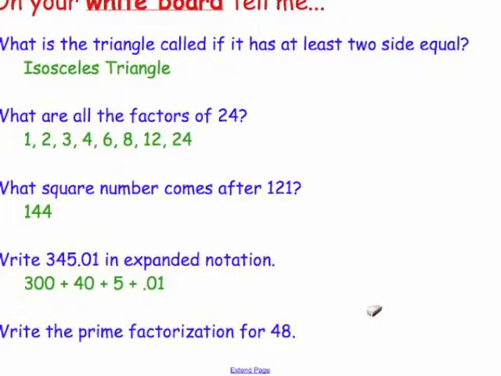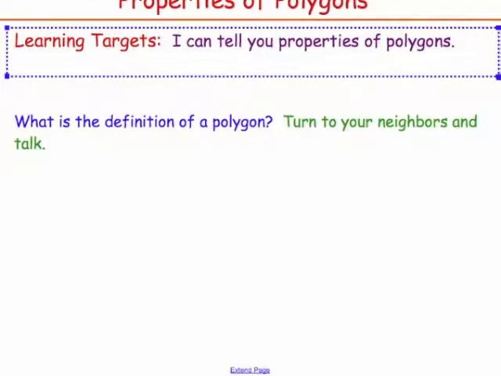Okay, last is write the prime factorization for 48. So this is the factor tree. So for your factor tree, you're going to end up with 2 times 2 times 2 times 2 times 3. If you need help with this one or you're not understanding what the factor tree is, please raise your hand at this point and Mrs. Conrads or I will come around and help you out. All right, on to our lesson.